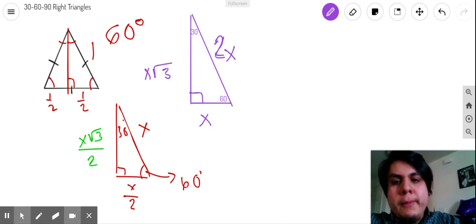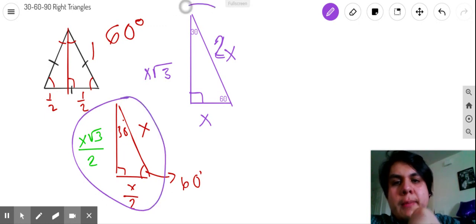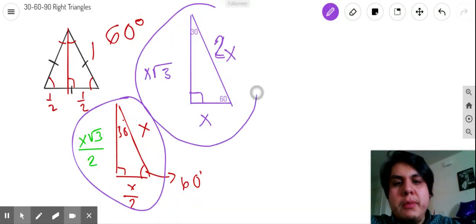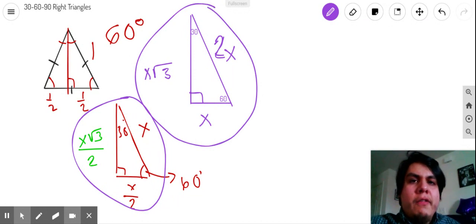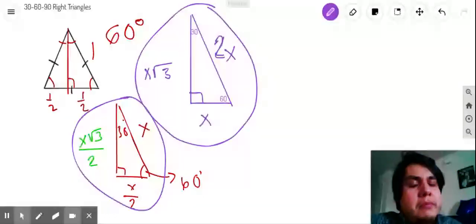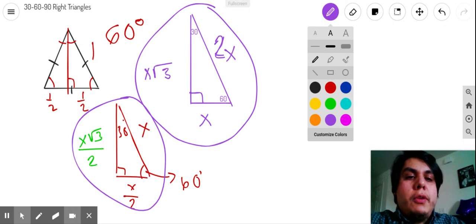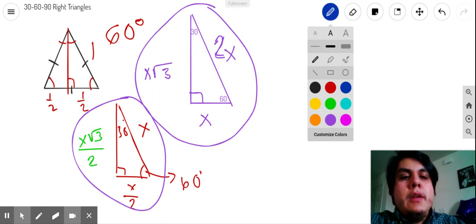So either way, the relationships between these sides are the same as the relationships between these sides. It's just a matter of what you find easier to do. I personally like the purple better because I like purple better. So let's talk about how these problems can kind of look. So let's say you're given another 30, 60, 90 triangle, but here's how they let you know.